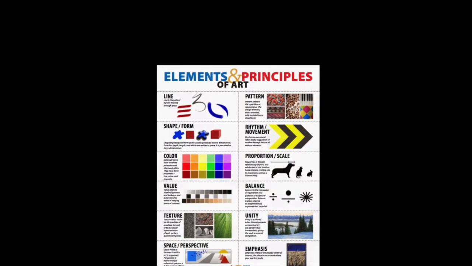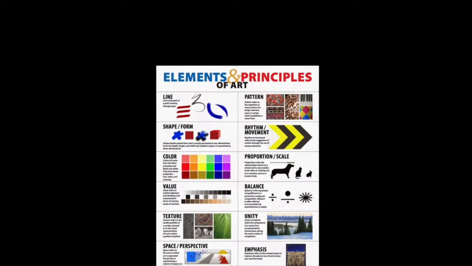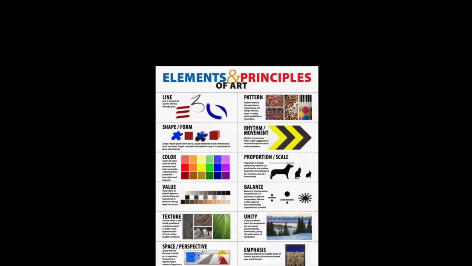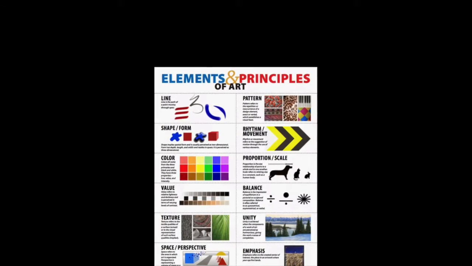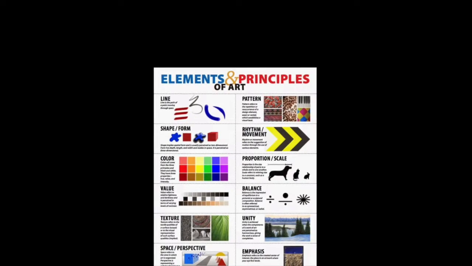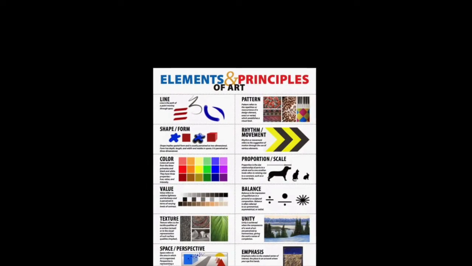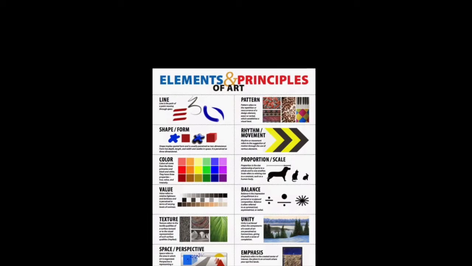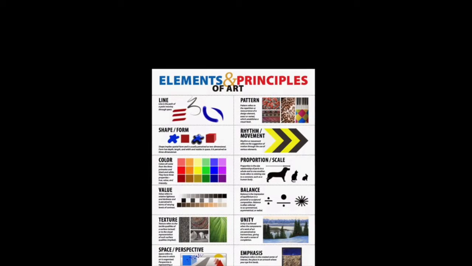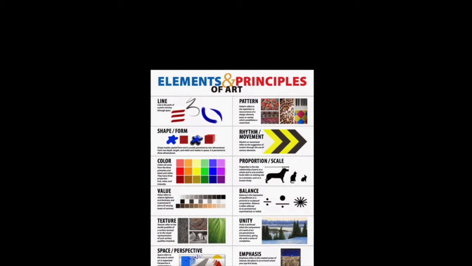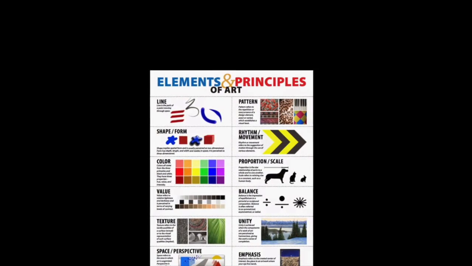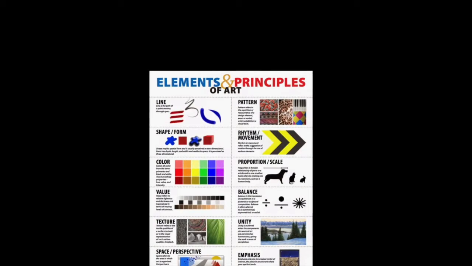And then unity is really similar to balance. Unity is, how are you unifying your work of art? Is it through color? So kind of looking back at those elements of art, is it some kind of leading lines that connect all of the different parts of your composition together? So I've got these trees in the foreground that kind of lead to the trees in the background that lead to the sky.